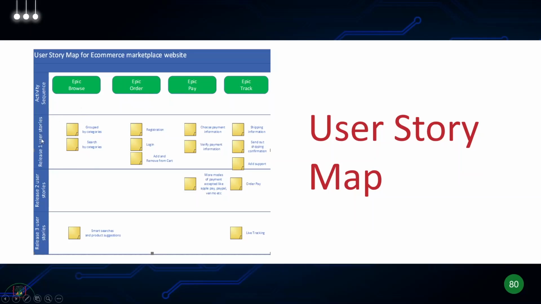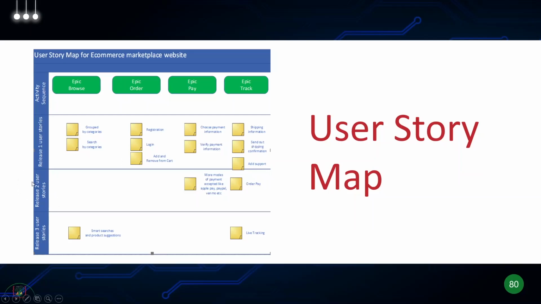And then in release 1, I can say, I want to have user stories from epic browse, where I'm going to group my products into categories, search by categories. In order, when the customers try to order, they can have registration, login, and remove from cart. In the epic pay, they're going to choose payment information, verify payment information. Then the epic could be tracking the product, so they can have shipping information, sending out shipping confirmation, ad support.